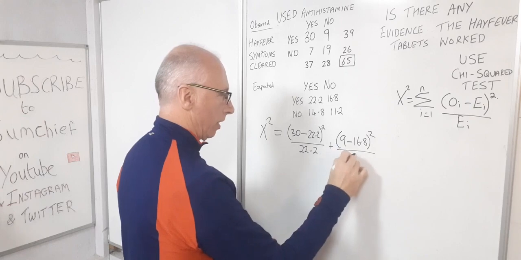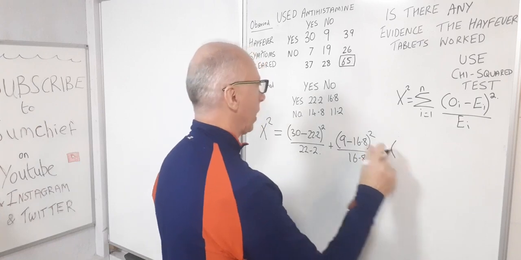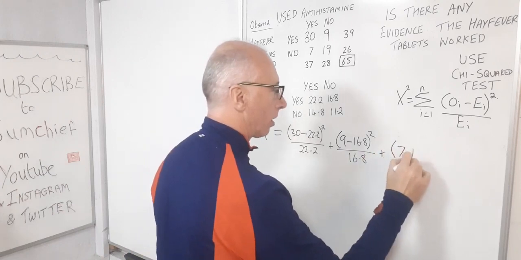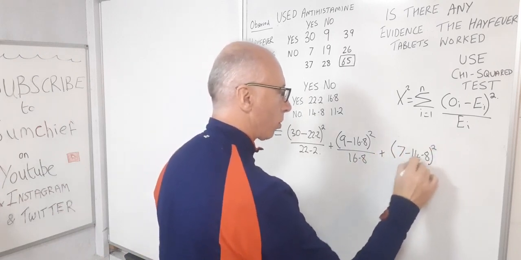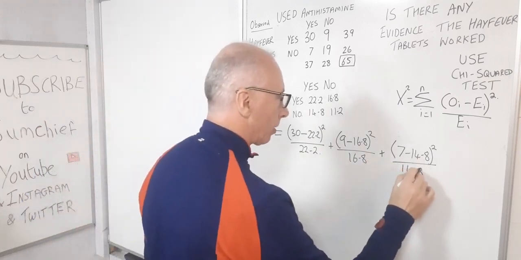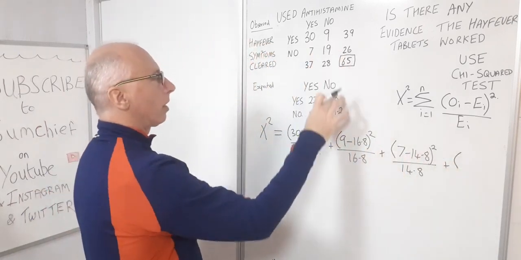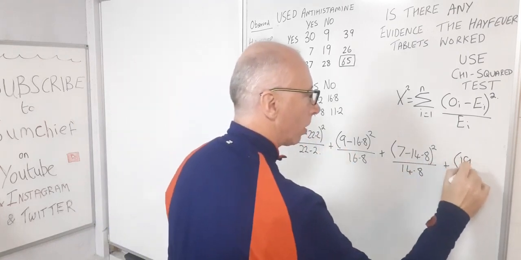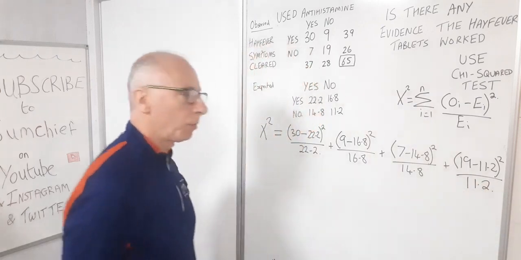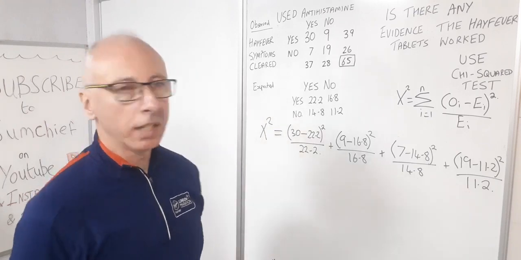Square that and divide by its expected. Same again, let's go for this one. So we've got 7 minus 14.8, and then square that, and then we divide by 14.8, that's our expected value. And then the last one, 19 minus 11.2, square that and divide it by 11.2. Okay, so now we can plug all these into the calculator and see what we get.